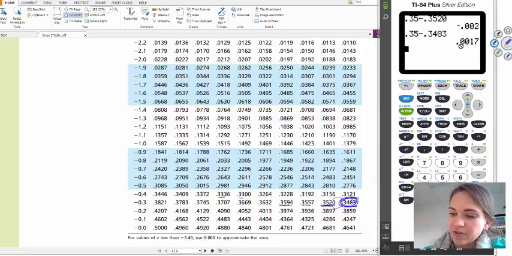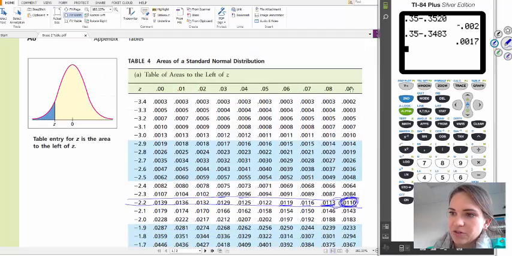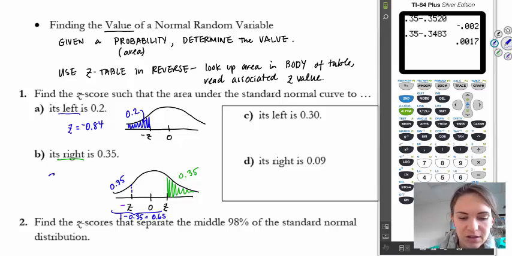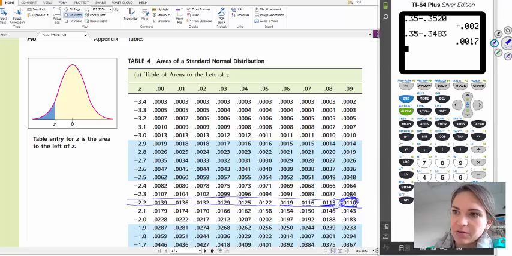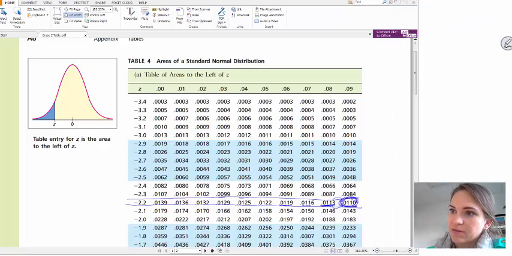Now I need to read that value, so I know that the first two digits are negative 0.3, and the last digit, if we scroll up on this column, we see it's 9. So the z-value is 0.39. We read negative from the table, but we want the positive version because we're looking for area to the right. Alternatively, we could look for 0.65 inside the table. Let's confirm our findings with 0.65.